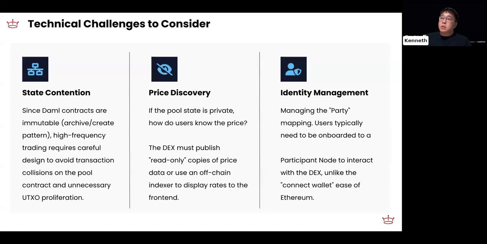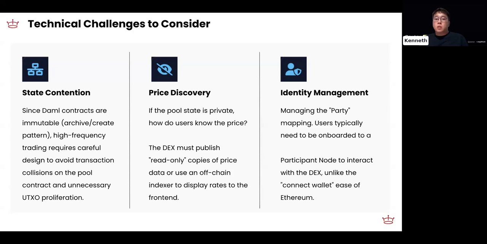Okay, besides the design considerations, you also need to look into the technical side of things. Say for Daml, contracts are immutable, and you have to go through a whole series of creating, archiving, and then consuming in the whole execution flow. In that process, you might encounter times where there's a very high throughput of transactions happening in a specific swap, which generally happens on DEXs. How do you avoid unnecessary UTXO proliferation on chain? That's something to consider.